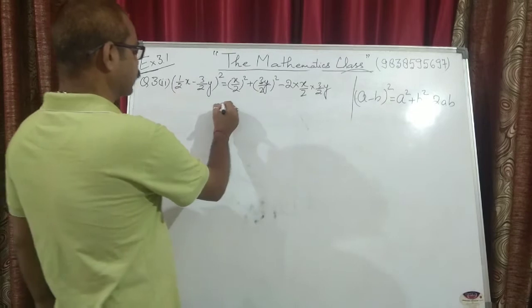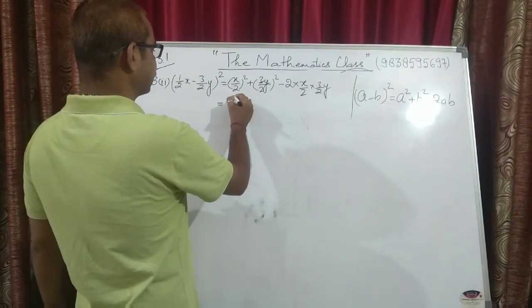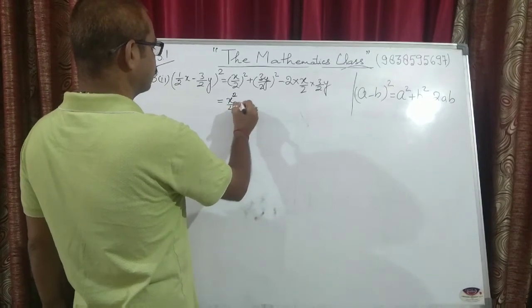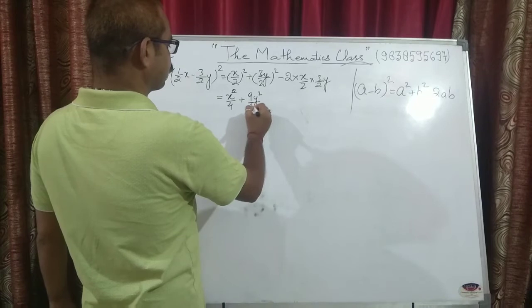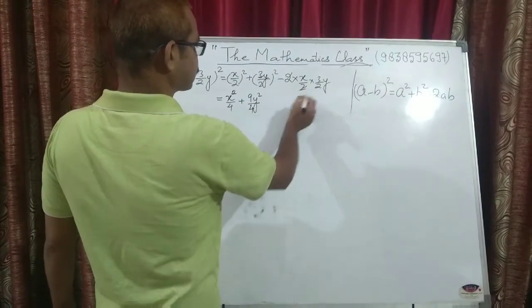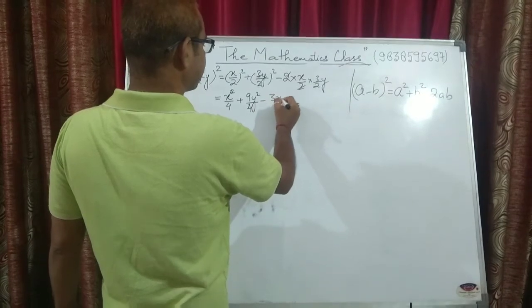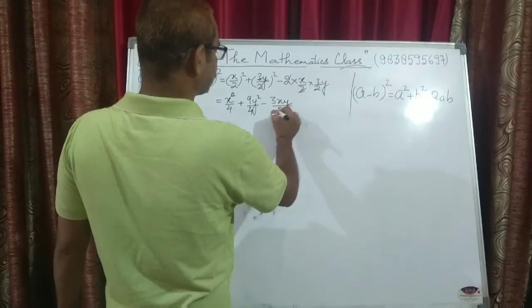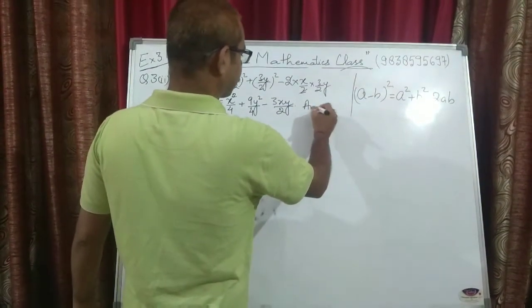Now when we solve it out, you will get x square upon 4 plus 9y square upon 4. This 2 and 2 cancelled. So minus 3xy upon 2. That is the final value.